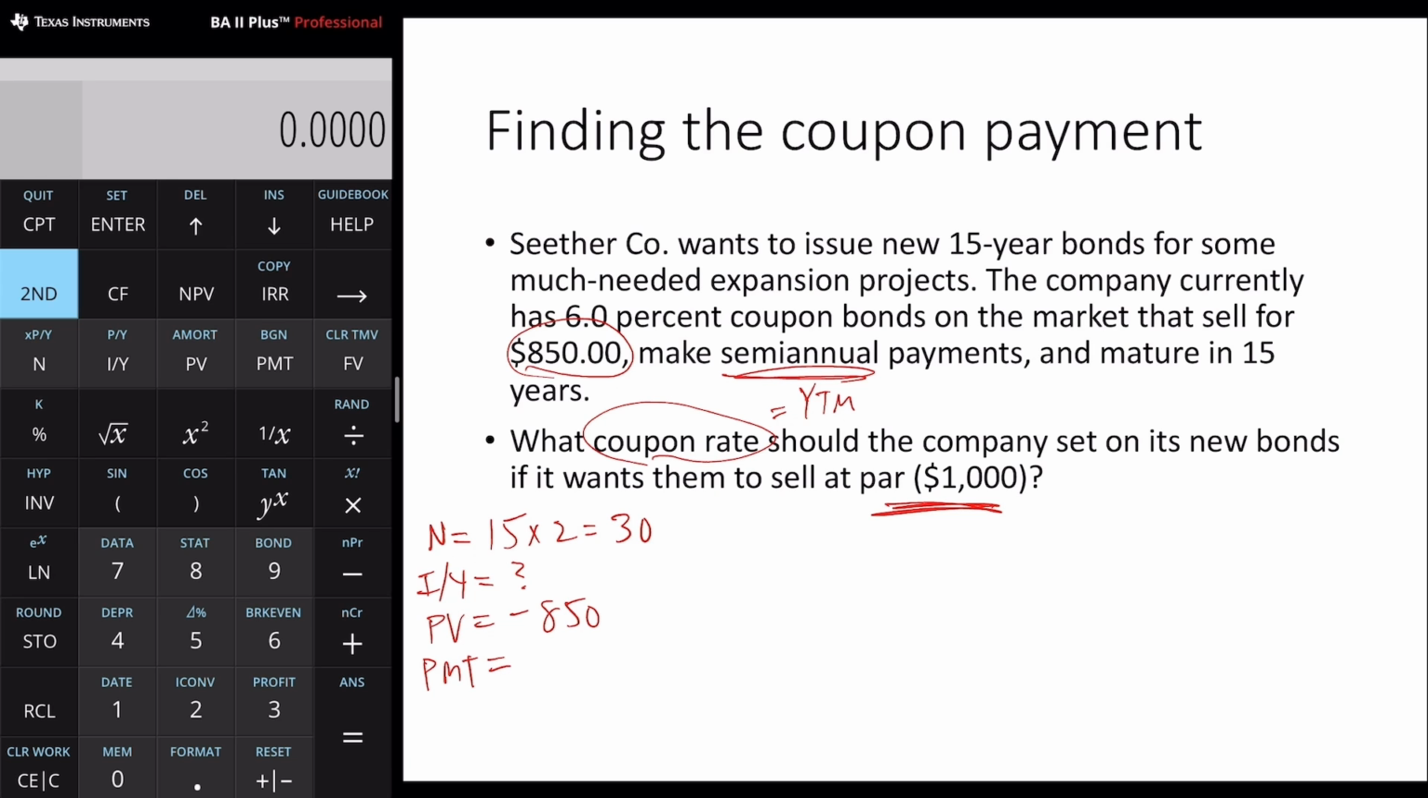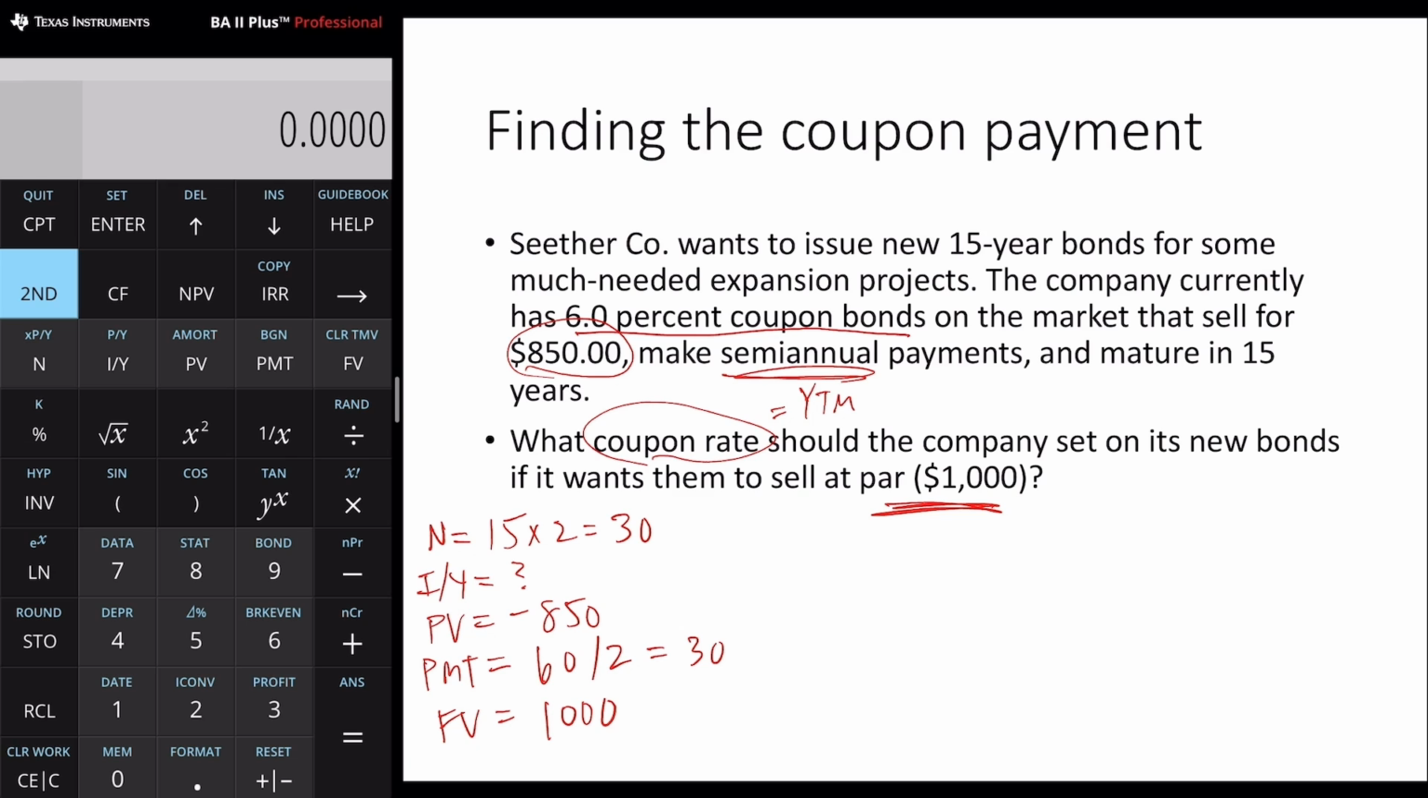Payment represents the coupon payment on these bonds, which you can see they have a 6% coupon. It doesn't give you the par value, but you can assume that it's 1,000. And so if that's the case, then the payment's going to be 60 divided by 2 equals 30 every 6 months. And the future value is going to be the par value, which is 1,000.